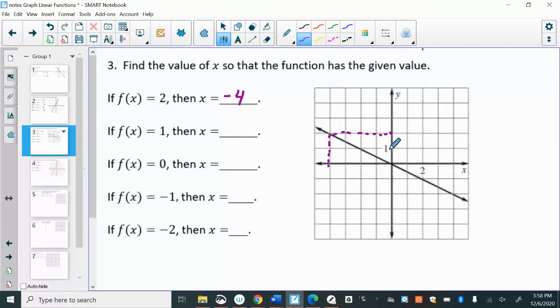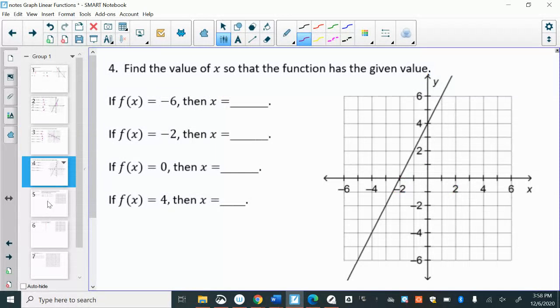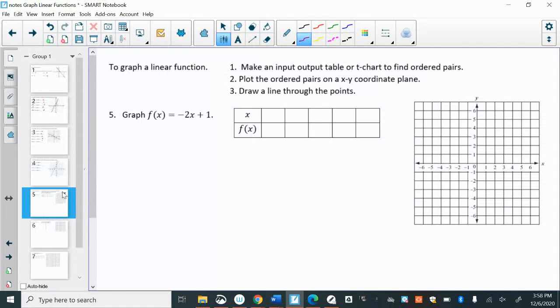When the function is equal to 1, when the output's equal to 1, what x value is making that happen? That's -2. When the function's at 0, what x value is that? We're right here at the origin, so that's 0, 0. When the function's equal to -1, we're here, so what x value? We'll have to head up 2. And when y is equal to -2, what x value is making that happen? Well, that is 4. All right, guys, you try this one. Check your answers against the key in Schoology.